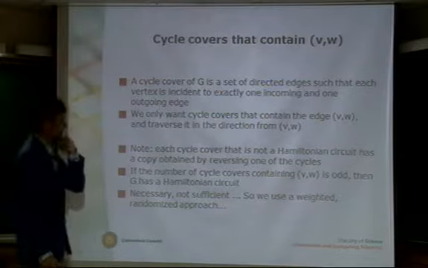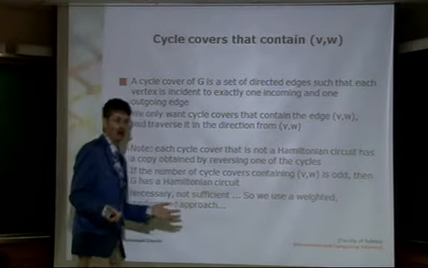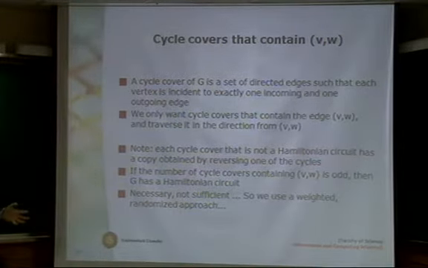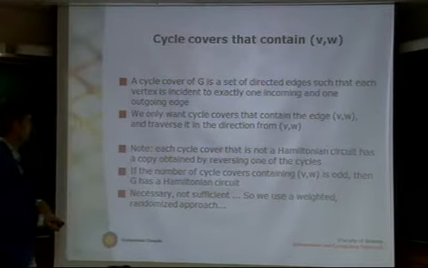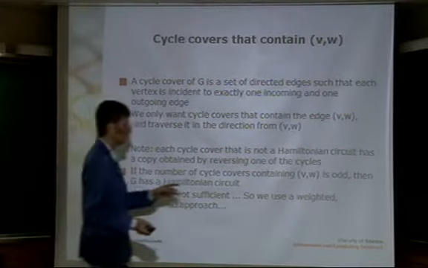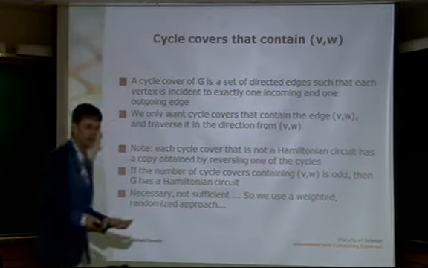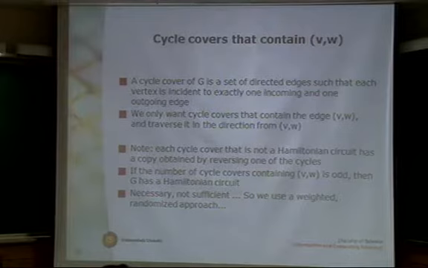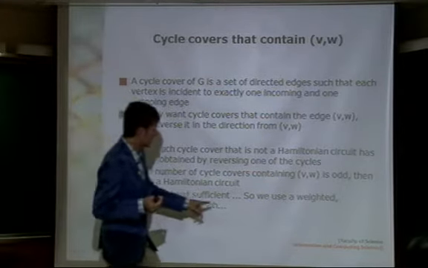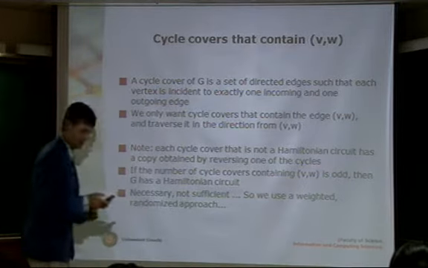So if the number of cycle covers containing VW is odd, then I know that my graph has a Hamiltonian circuit. But this is not enough, because I can have an even number of Hamiltonian circuits, and then I still don't know anything. So what I do instead is use a weighted and randomized approach.